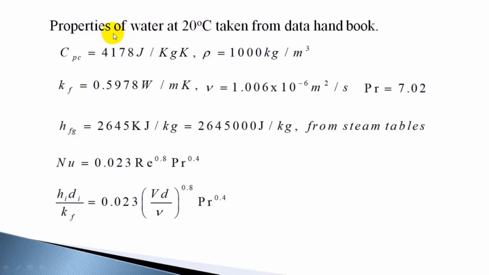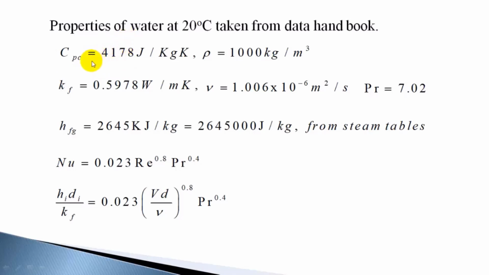So first you have to refer to the data handbook at 20 degrees centigrade, that is the inlet temperature. We don't know the outlet temperature. If the outlet temperature is also known, you can take the average temperature, inlet temperature plus outlet temperature divided by 2, and find the properties at that average temperature. But in this case we know only the inlet temperature, so based on the inlet temperature you can find the values of the fluid properties, that is, the properties of water. You can get this from the data handbook.